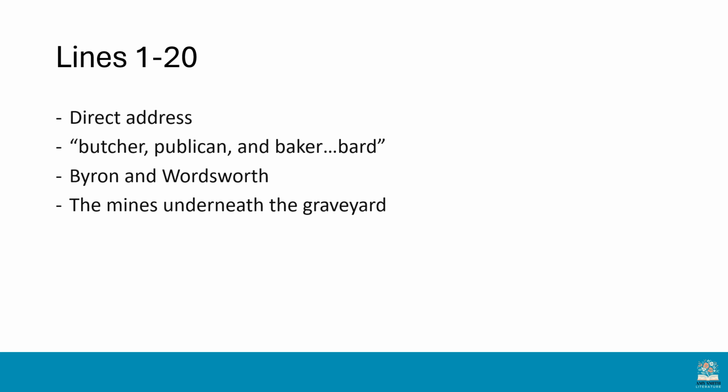He then looks around the graveyard and looks at the graves of the butcher, the publican, and the baker. So three skilled working class jobs that produce products that people would need to survive. So the bread and butter, literally, of human society. And alongside that, he imagines his own grave with the word "bard" chiselled into the gravestone. Now, there's quite a lot of things going on here.